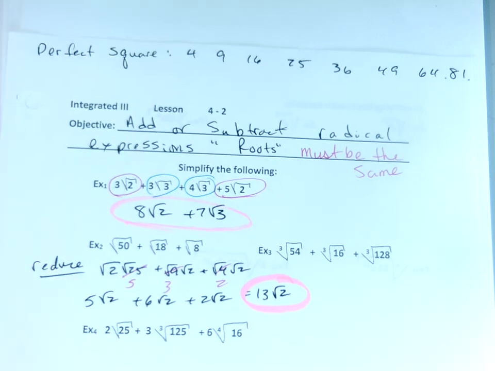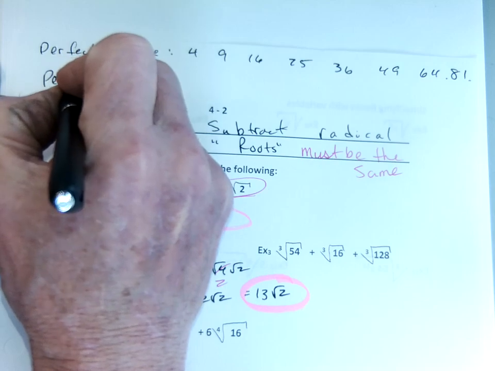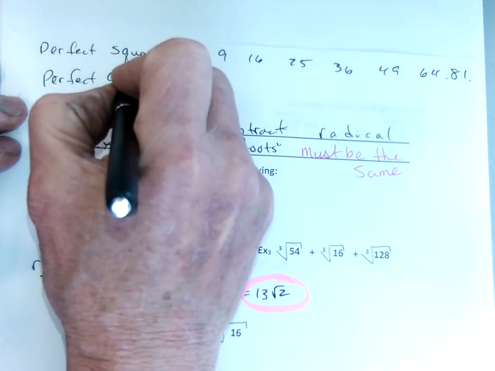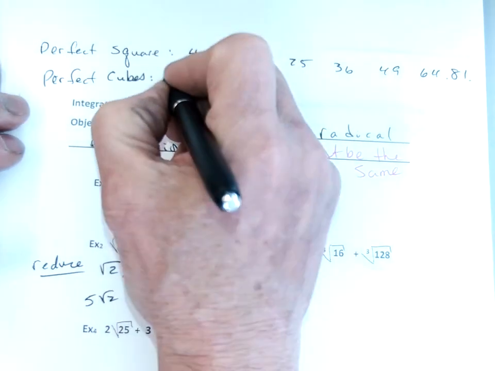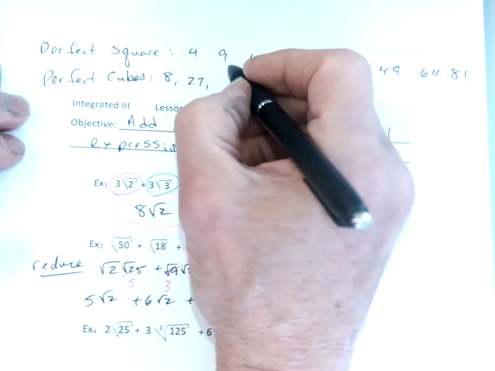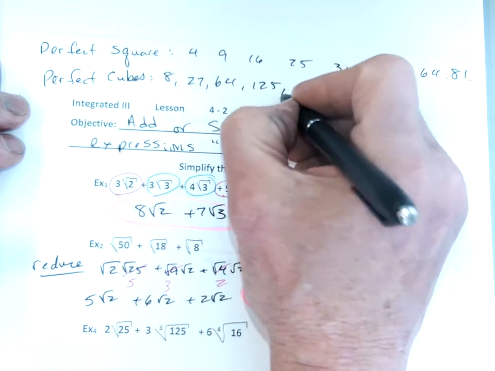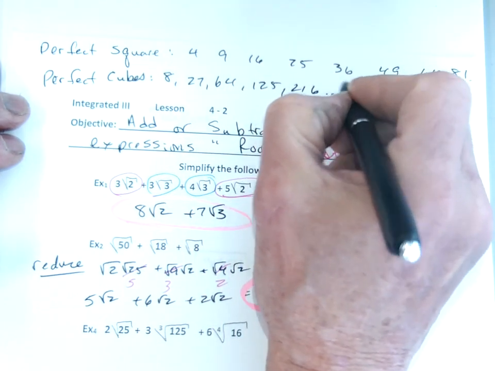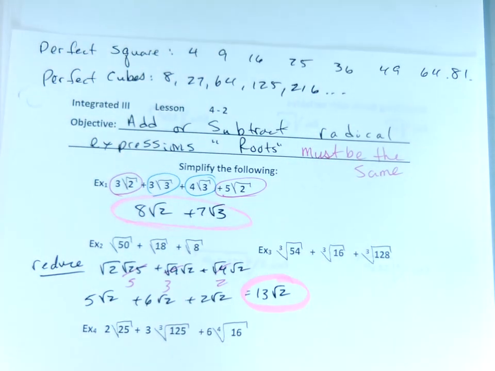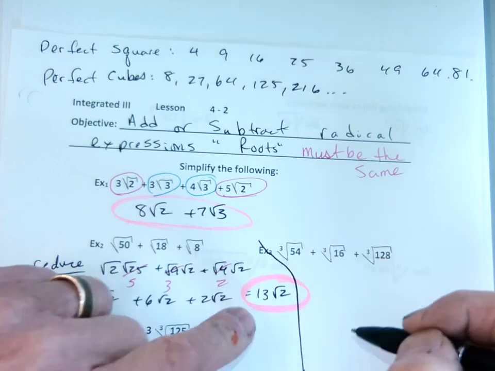Okay, let's look at example 3. In example 3, they're perfect cube roots, so let's write those down. Perfect cubes. Yesterday we talked about 8, 27, 64, 125, 216, and so forth and so on. Those are my perfect cubes. So at first we can't add them, but we can break these down.